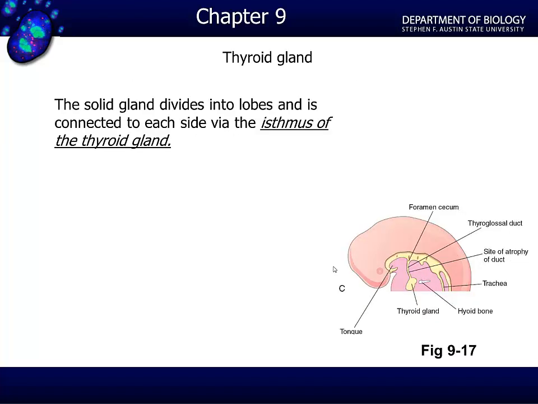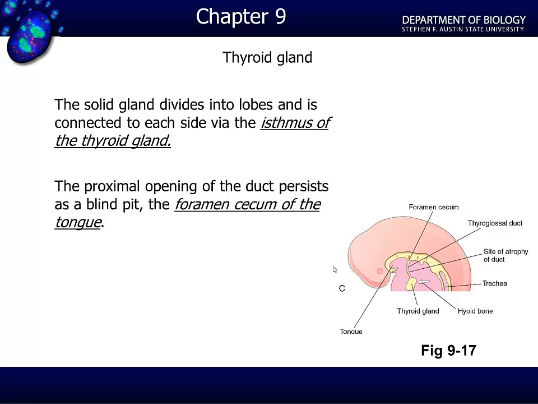Now, as the thyroid descends, it's going to be divided into a lobe structure, and in many cases, it's going to be connected across the midline by an isthmus. So it's going to look somewhat like a butterfly as it descends, and it forms around the laryngeal region of the pharynx.